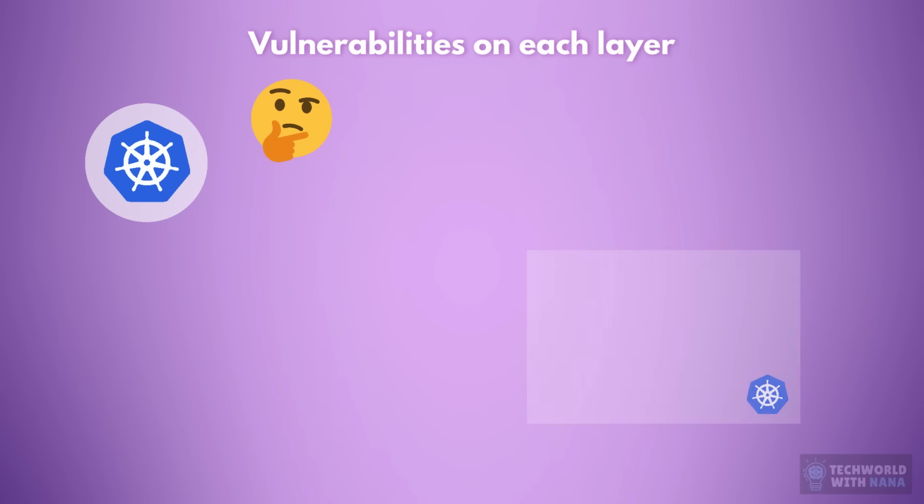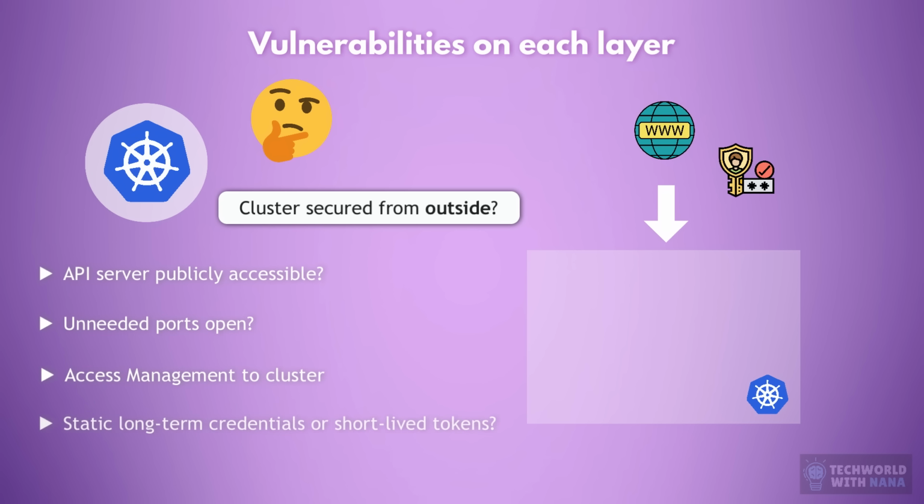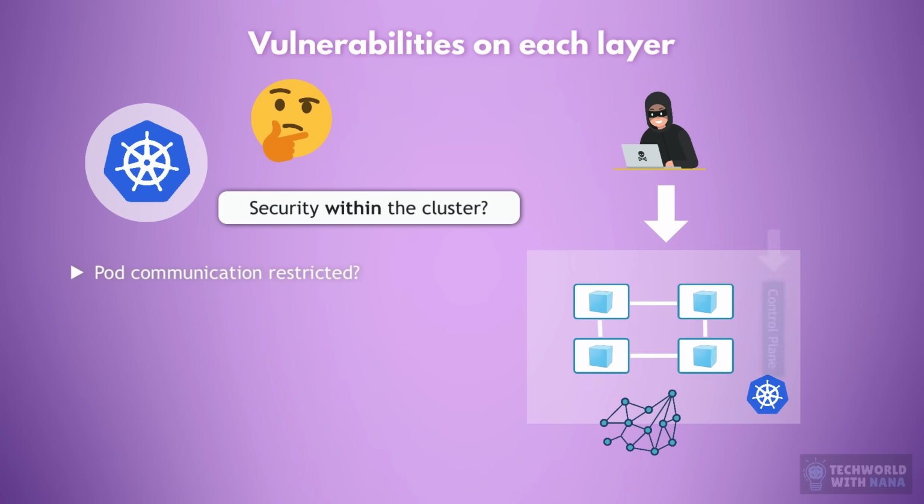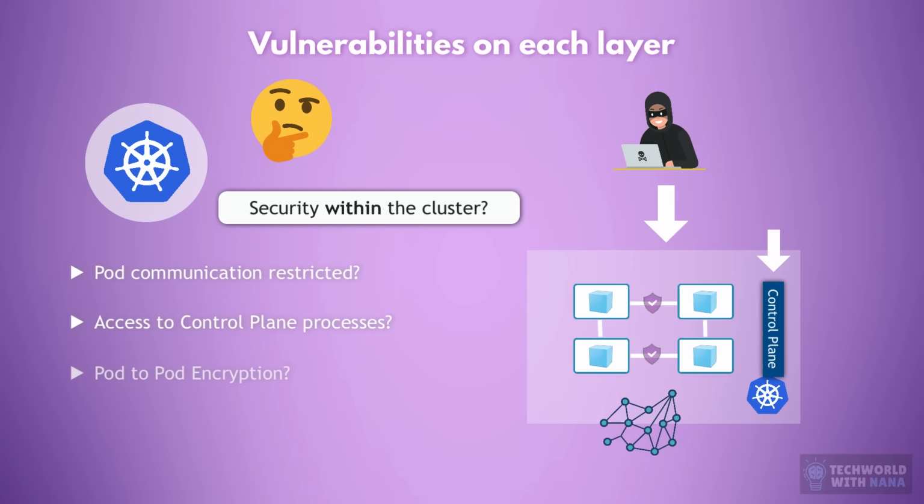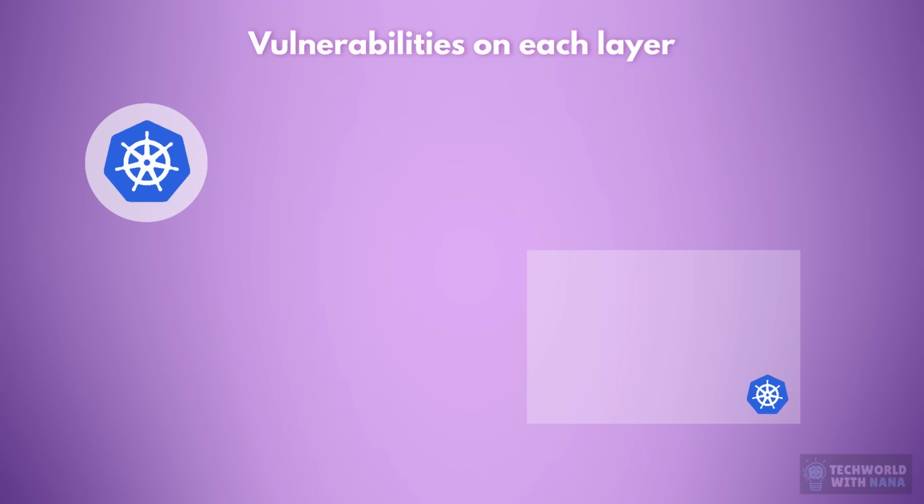So here we have security challenges like, is the access to the cluster secure? Is the API server publicly accessible or only from within the internal network? Have you opened any unneeded ports on worker nodes that allow access into the cluster nodes directly? Now that's just outside the cluster. What about inside the cluster? Once an attacker is inside, do they have a wide open network where thousands of pods can all talk to each other freely? Can the control plane processes be easily accessed from within the cluster? Is the pod-to-pod communication encrypted, and so on.